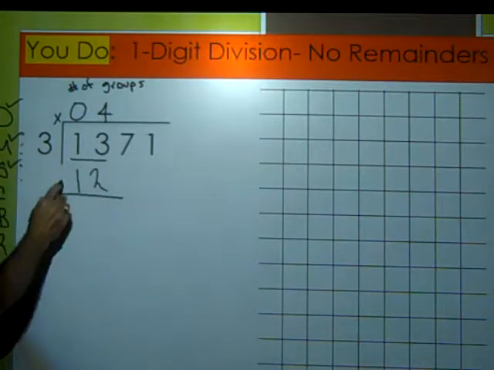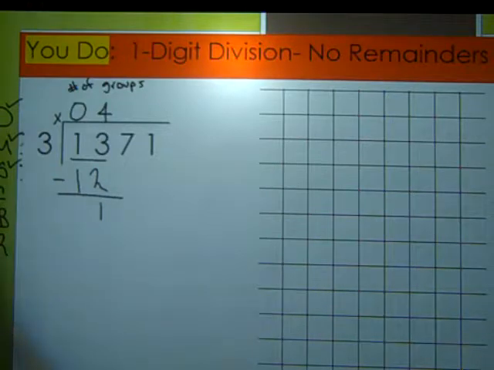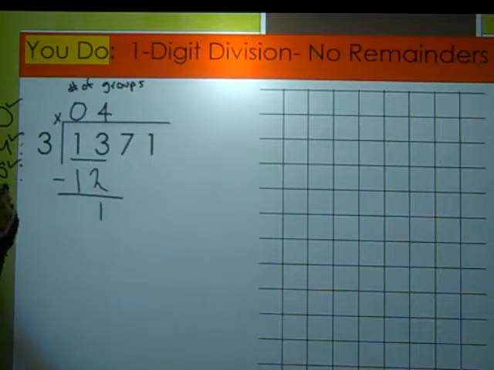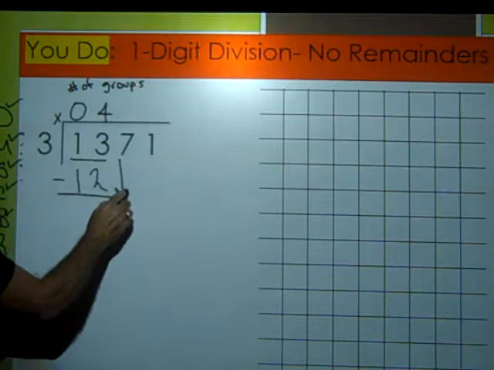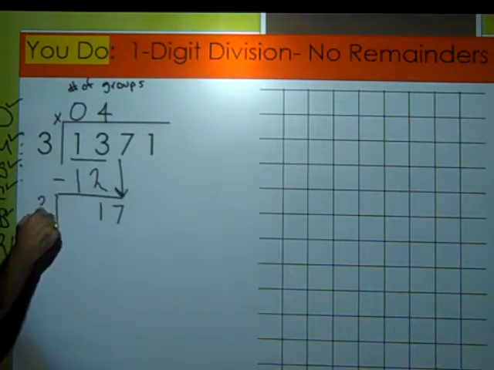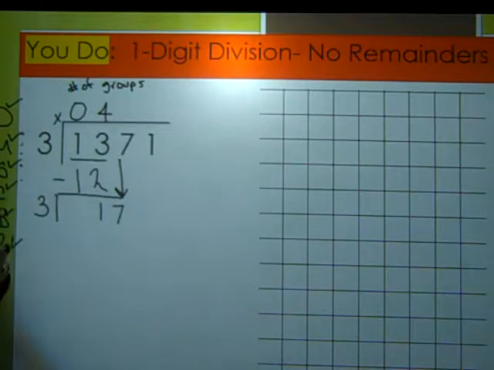Next step is to subtract. 13 minus 12 is 1. Okay? Check it. Is 1, my remainder, less than my divisor? Absolutely. I'm good there. Next step is to bring down the 7, the next digit. Rewrite the divisor, divided by 3, repeat the process, go back to the top, divide. How many groups of 3 can I make from 17?